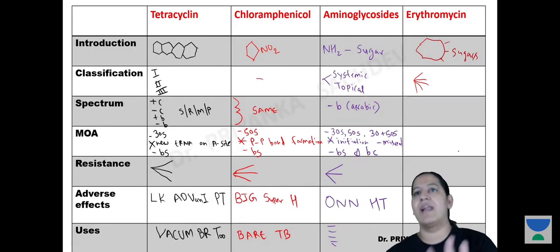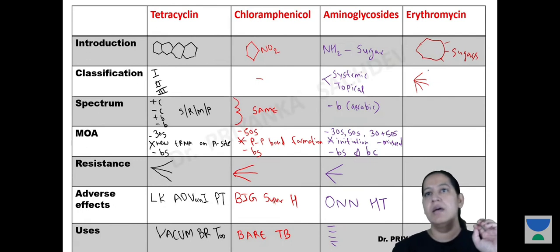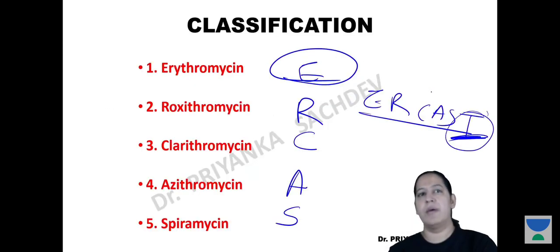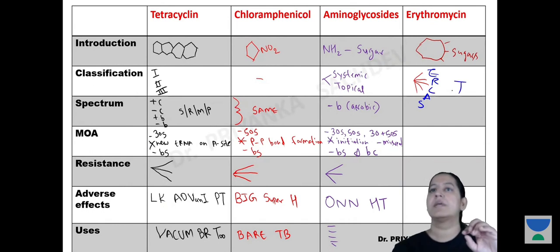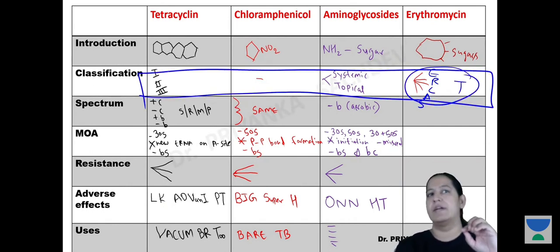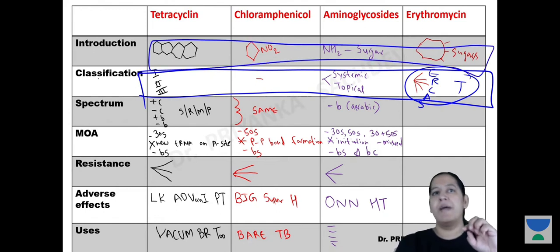So you can write like this. Total 6 drugs are there. You know the full form: erythromycin, roxithromycin, clarithromycin, azithromycin, spiramycin, and tacrolimus. So these are the classifications. So learn the classification of all drugs and compare it. Compare the structure of all. Compare the classification of all.